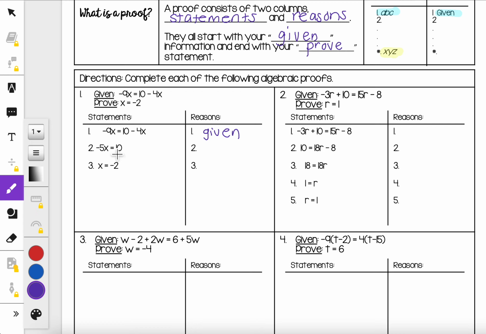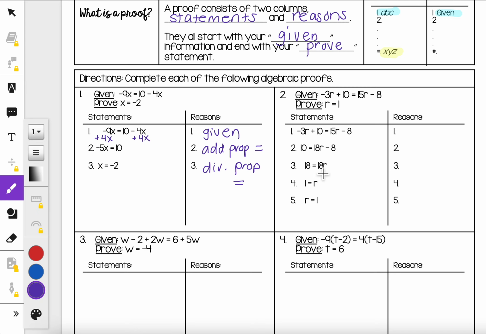In order to get to this next step here, we added 4x to both sides. Because I was adding something to both sides, this is my addition property of equality. And then my last step is division. I divided both sides by negative 5, so this is my division property of equality.